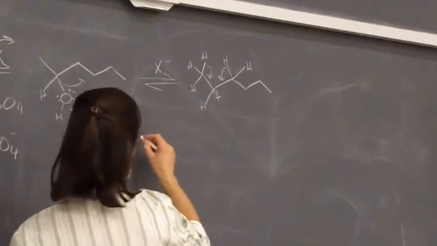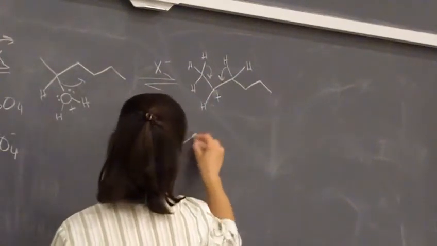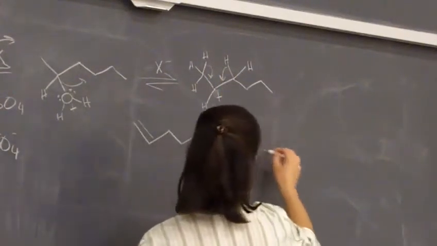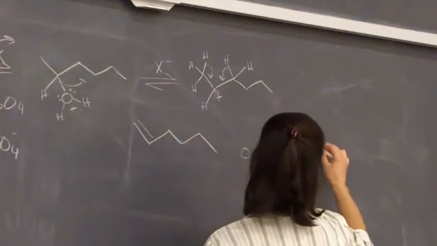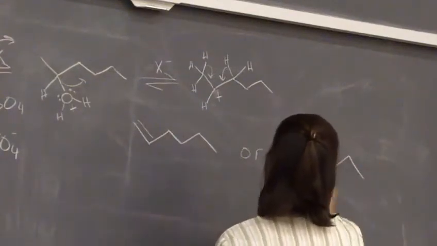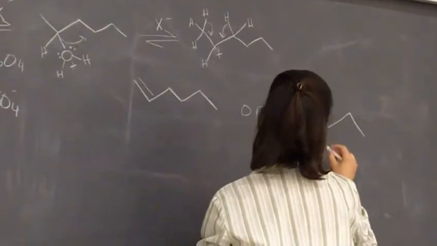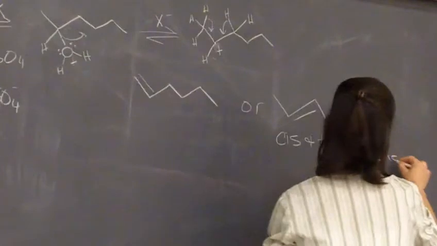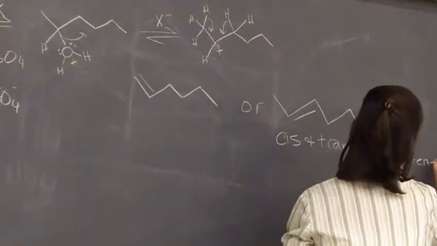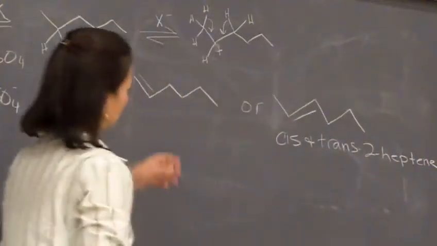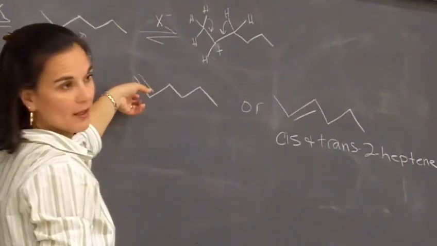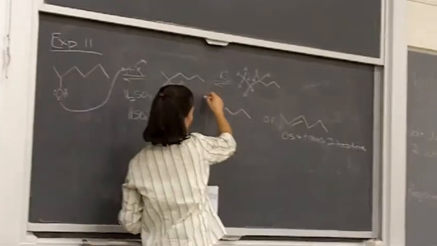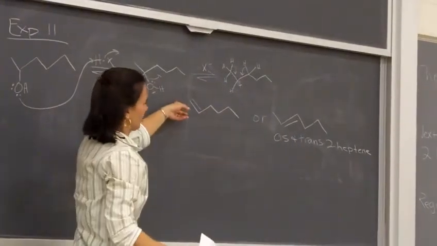So we can either form our 1-heptene, so loss of a proton here, or we can form forms of our 2-heptene, and so we form cis and trans 2-heptene. Here we don't have cis and trans because we just have 2 protons here. We don't have 2 different things on this end of the double bond, okay?